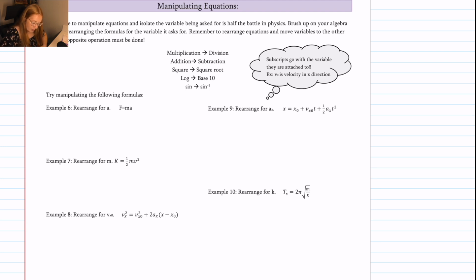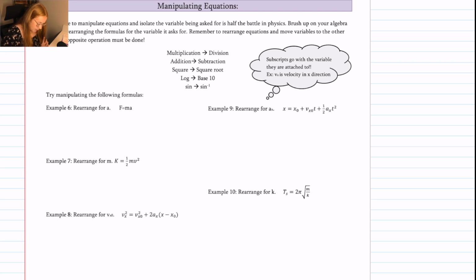So just remember the opposite operation is always needed to move things from the right side to the left side or left side to the right side of the equation. If you have multiplication, you would need to do division to get that number over. If you have addition, you need to do subtraction. The opposite of square is square root. If you have a log, which we won't, you'll need to do a base 10. And the opposite of sine, cosine, or tangent is the inverse of the trig, which is a button on your calculator, so it's not a big deal.